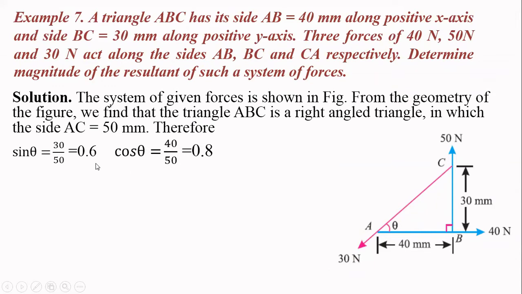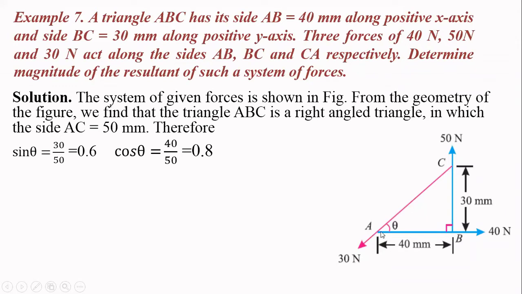Now from this, we may calculate sine theta and cos theta. Sine theta is nothing but what? Opposite side upon hypotenuse. Opposite side is 30 and hypotenuse is 50. Therefore, 30 divided by 50. This value becomes 0.6.